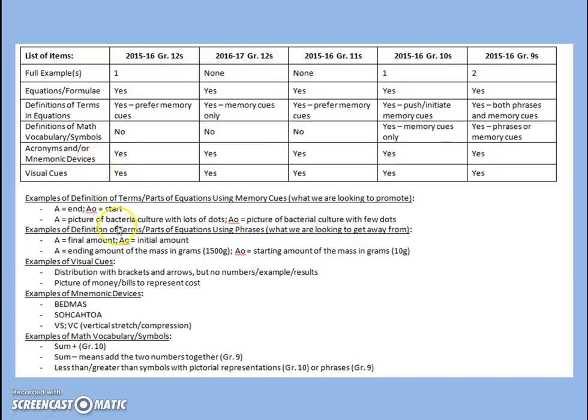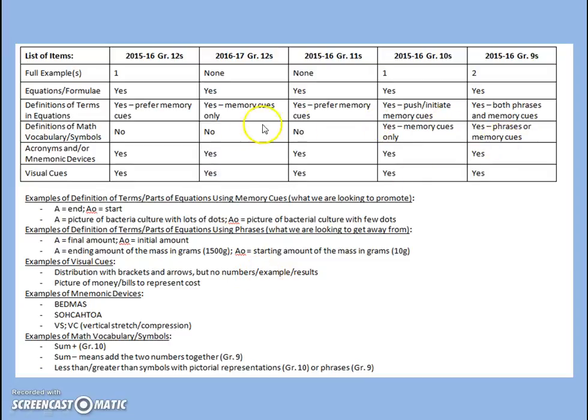What we have here is examples for some of the grades. So for example, the definition of terms or parts of equations or variables, A equaling end, A0 is start. So those are good phrases, but remember we're moving away from phrases after grade 9 into memory cues, etc. So take a look at that and check out what the allowables are.